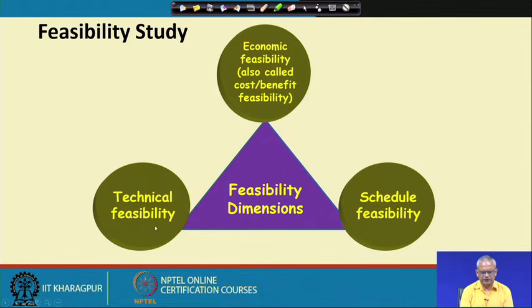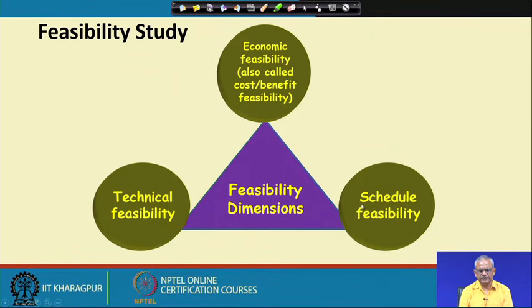Technical feasibility, that is, whether the developing organization has the technical competence required to develop the software. For example, some software that is being undertaken may require, let us say, satellite communication, and the team members do not know how to write programs for satellite communication. Of course, they will say that it is infeasible for them, technically infeasible.